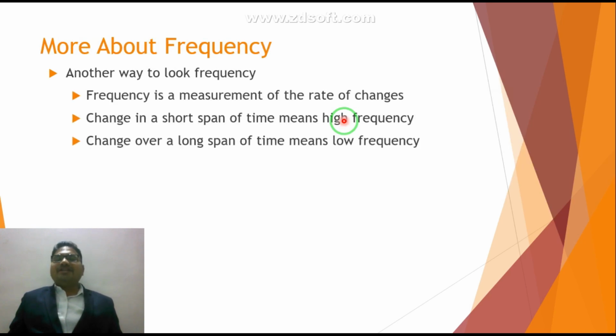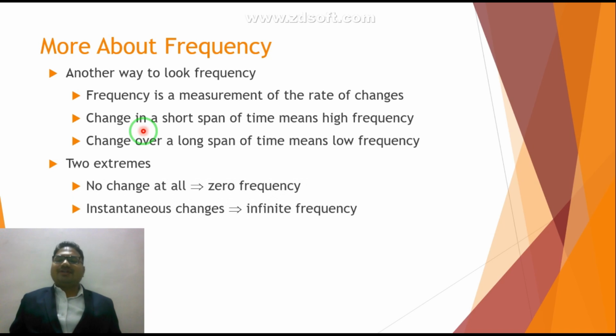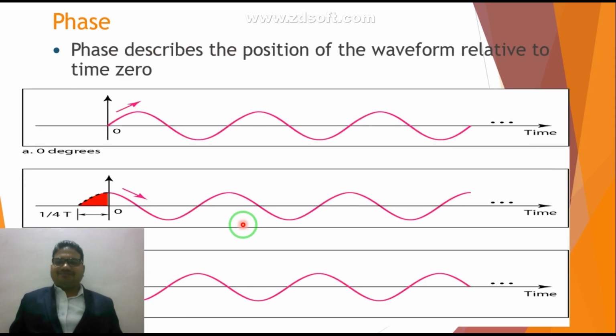So frequency is a measurement of the rate of change, and changes in a short span of time mean high frequency. And changes over a long span of time mean low frequency. If period is high, then frequency is low. And if period is low, frequency is high, because they are inversely proportional to each other. And at the two extremes, if there is no change at all, it means zero frequency. And if the signal changes instantaneously, then we can say it has infinite frequency.